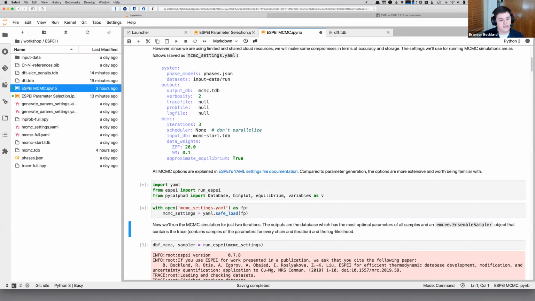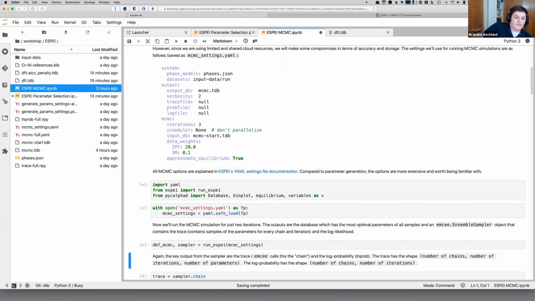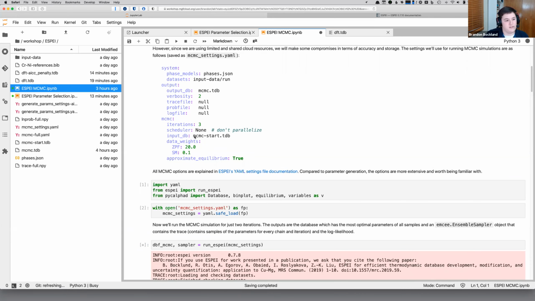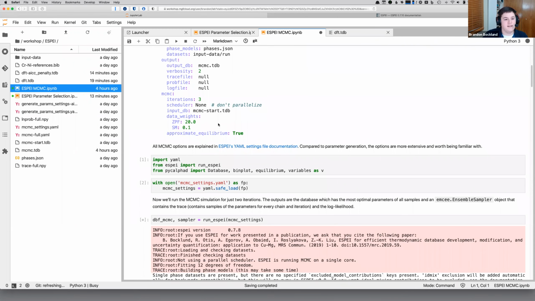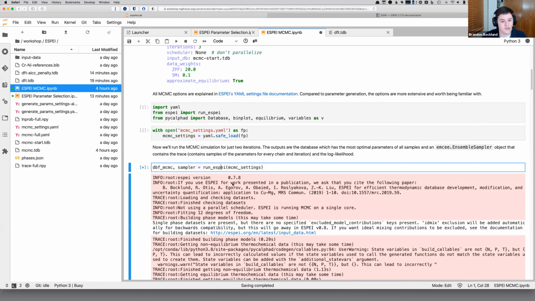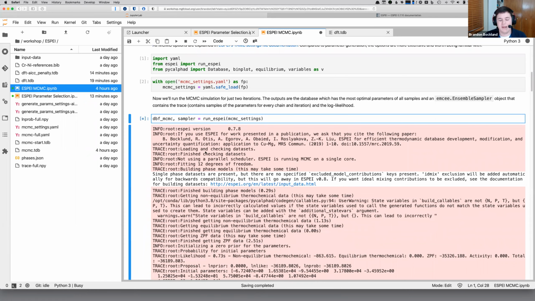Okay, so if we run this and start the Markov chain Monte Carlo, what I'm going to do is run this file here. If you look at our MCMC settings.yaml, it will look exactly like this. We're not running in parallel here on this cloud resource, but if you're running on your own laptop, or on a supercomputer, you can run ESPEI in parallel. I'm running these 3 iterations here, and for the settings above, it's going to take about 3 minutes.